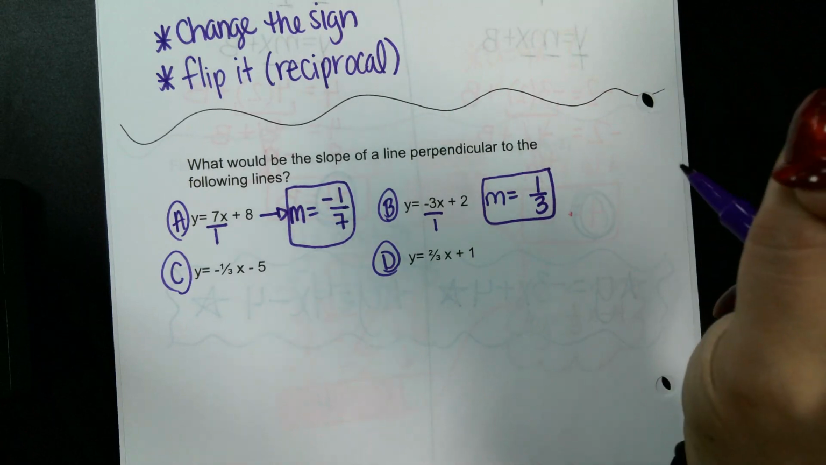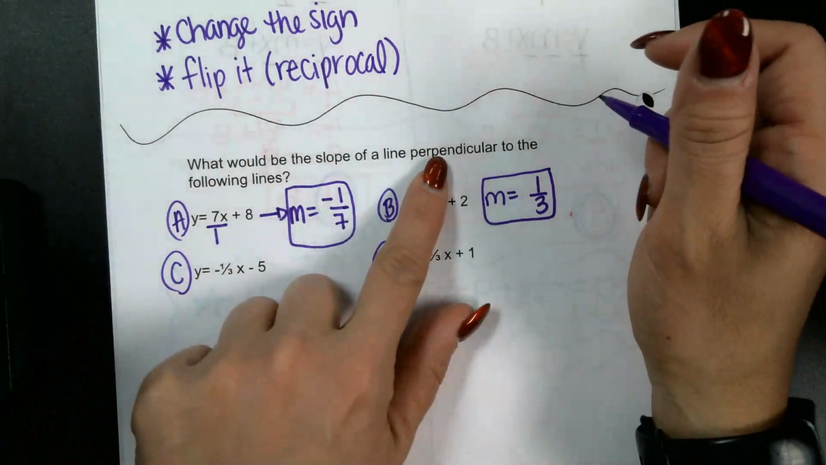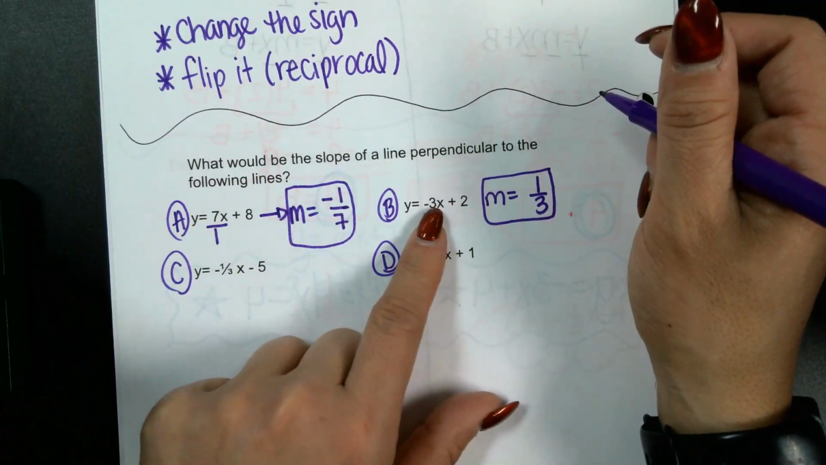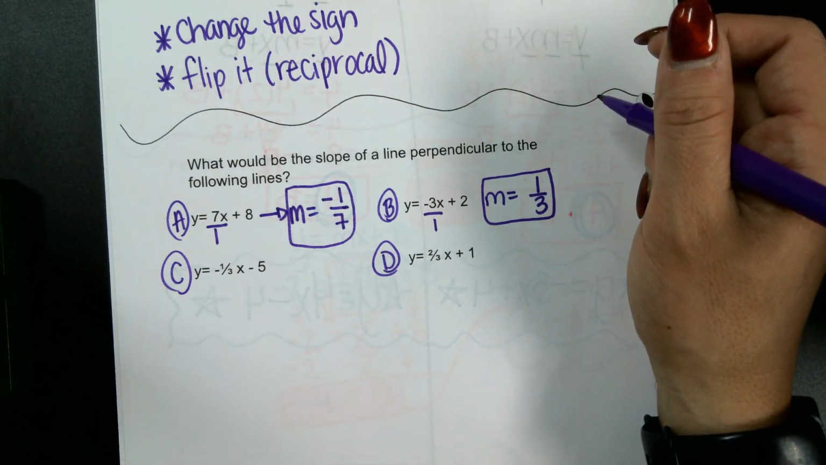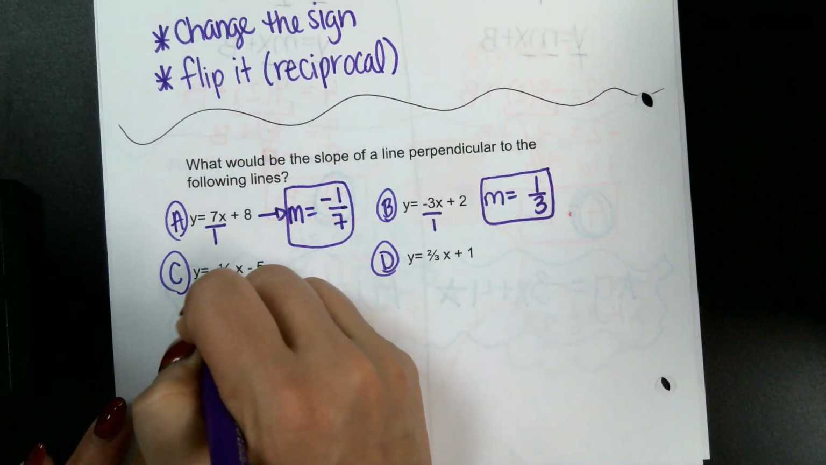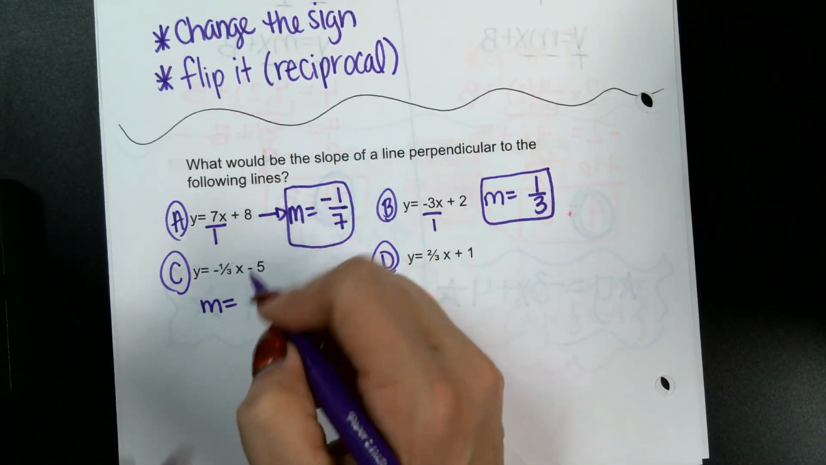I just need you guys to remember parallel lines. If this said find the one parallel, I'd be leaving this the same. I'd leave it as a 7. I'd leave this one as a negative 3. But because it says perpendicular, we have to flip it and change its sign. Okay? This one right here, negative 1/3 would become positive 3.